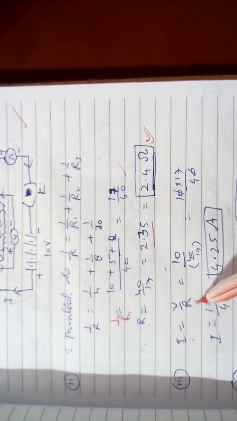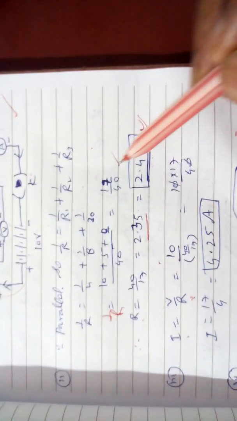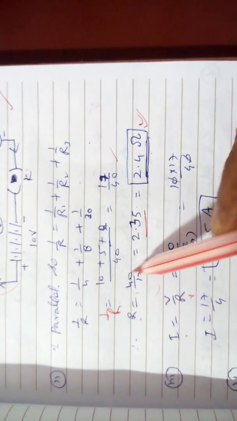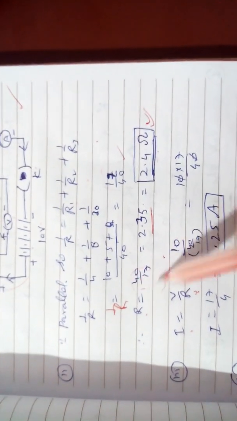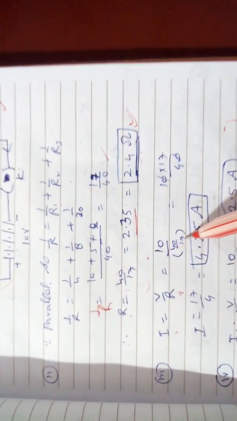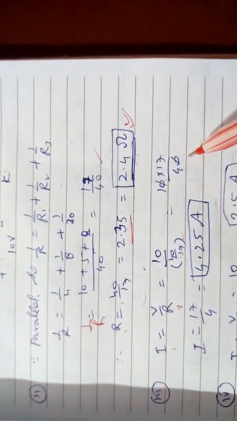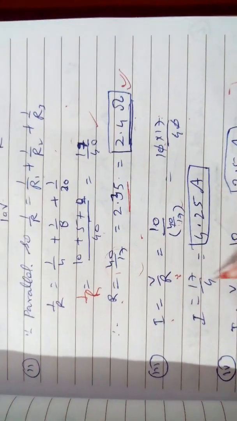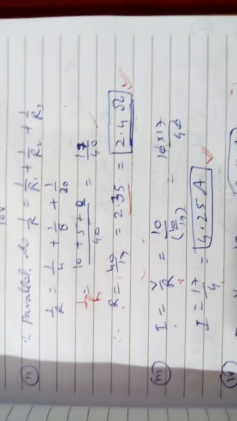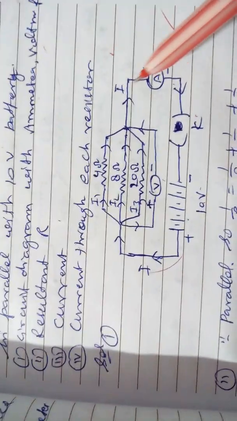Third part. So R here, I am putting the value in the form of a fraction, not rounded off. What you are getting for R in the actual position, this 40 by 17, that I am putting here. So the reciprocal of this, 17, will go there. 10 into 17 upon 40 means 17 by 4. So 4.25 ampere current is flowing through the total circuit. Here, this and this current is 4.25.